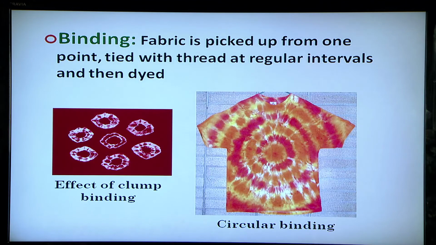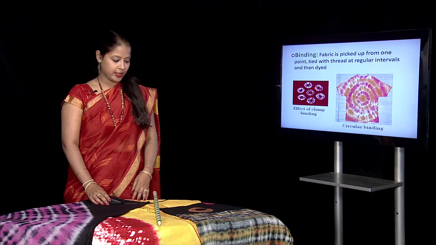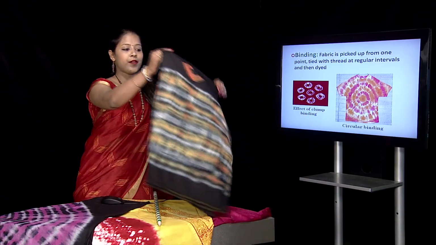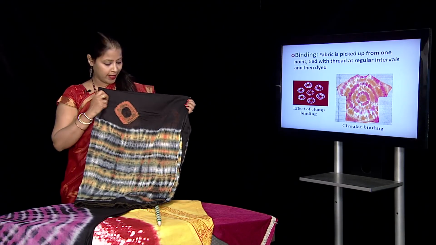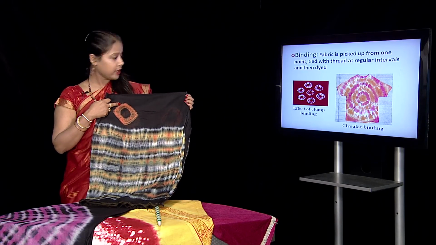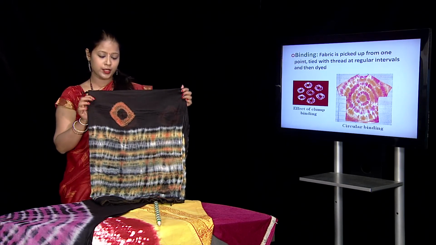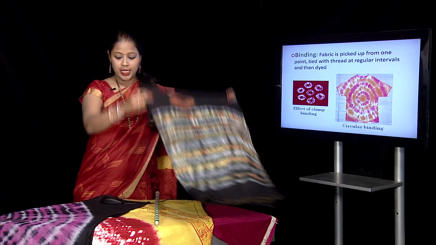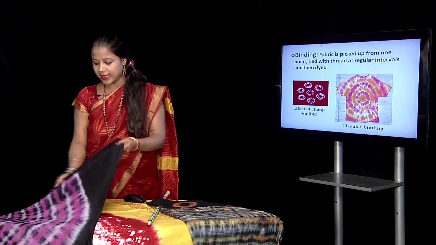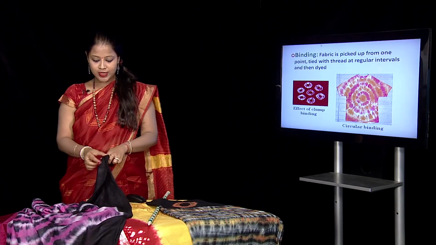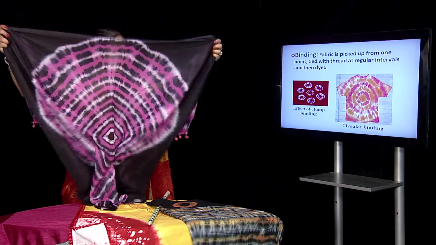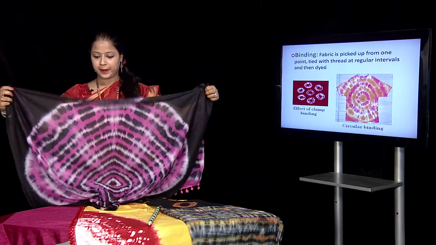Next is the binding. The fabric is picked up from one point, tied with thread at regular intervals. There are different ways by which binding can be done. This is the fabric which has two techniques together. In this, the clump binding has been done to produce the effect. In another fabric, a circular design has been produced by using a similar technique of circular binding.